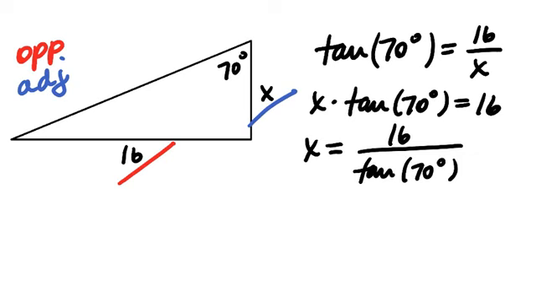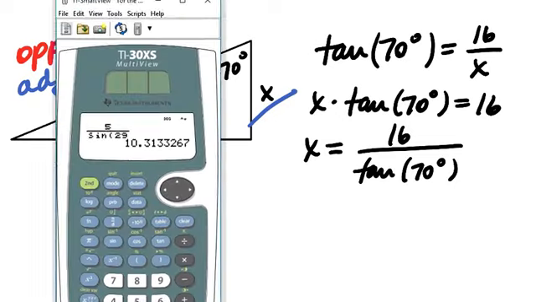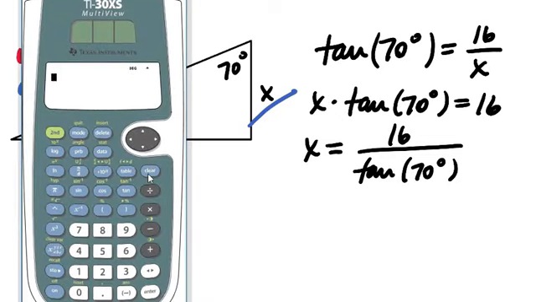That's definitely a job for the calculator. Bring that in, and we're going to do maybe a fraction bar. We're going to get 16, and we're going to divide by the tangent of 70. That'll be 5.824.